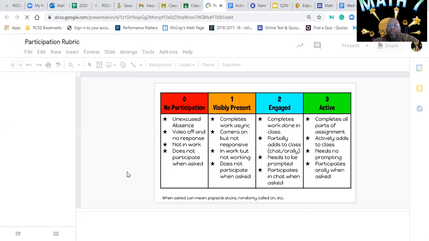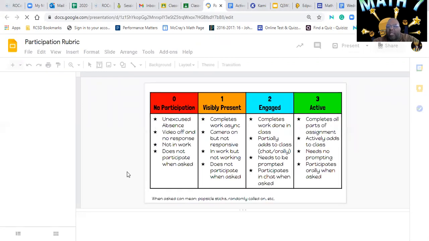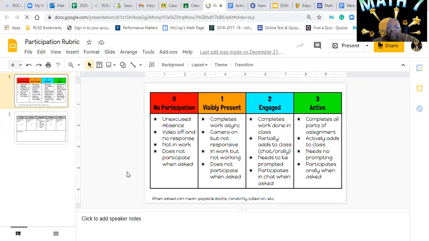And again, parents, what are we looking for in participation? They get a 3 if they're active, completing the assignment, we don't need to prompt them, and they ask questions. A 2 means the work is being done, they're partially adding to the class dialogue, and they participate when asked. A 1 means they kind of sort of participate, the video's not on, so we're not even sure if they're there for the whole class. And a 0 is if they're absent, or they show up late or leave early.